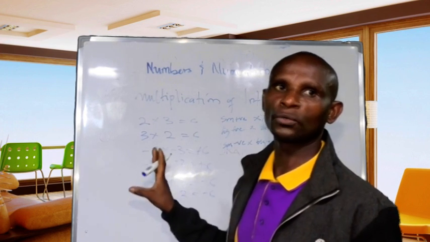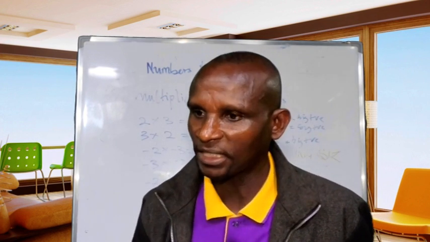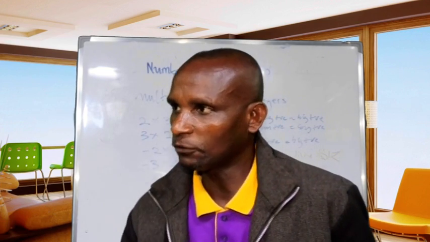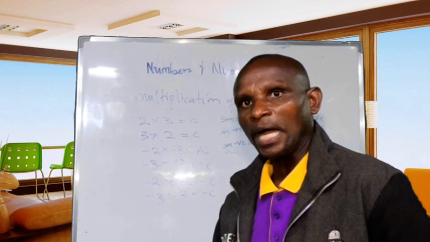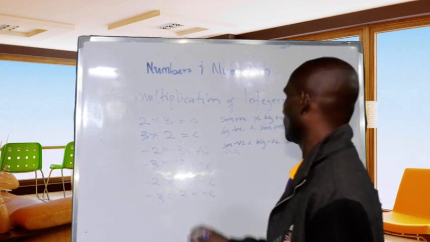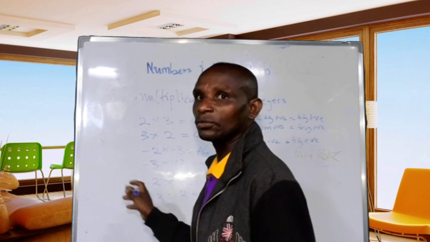In this case, the rule of multiplication is that negative times negative gives you positive. Negative times a negative number gives you a positive number. And a positive number times a negative number gives you a negative number. That's a procedure here. That's a rule here.